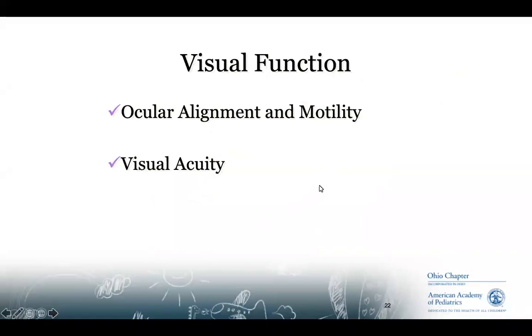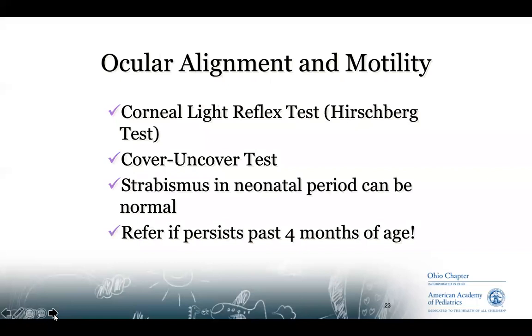When looking at visual function, there's two things that we typically look at. One is ocular alignment and motility, and the second is visual acuity. Let's look at ocular alignment and motility first. There are a couple of different tests that can be used to assess this. One is the corneal light reflex test, also known as the Hirschberg test, and the other is the cover-uncover test.